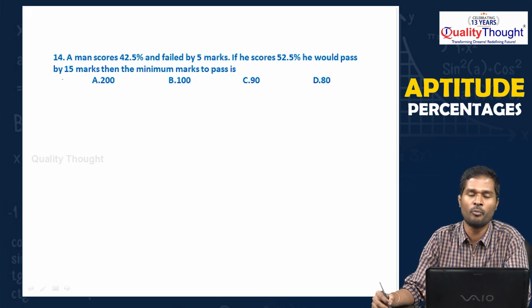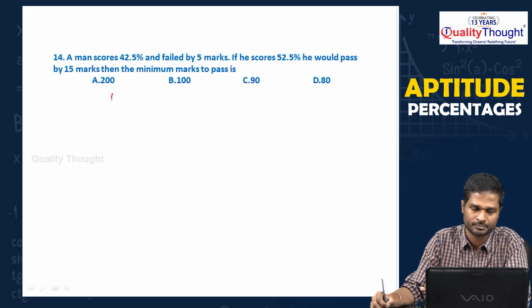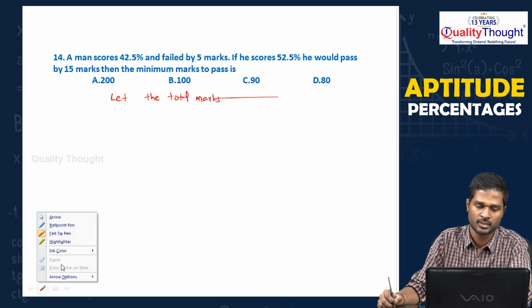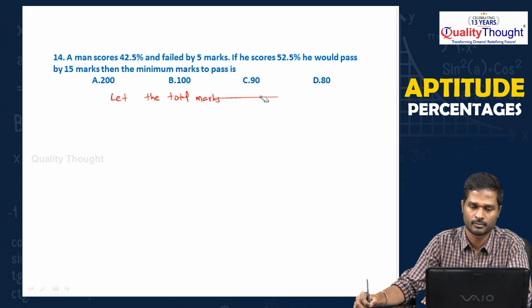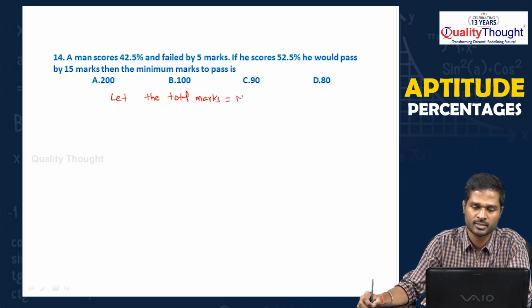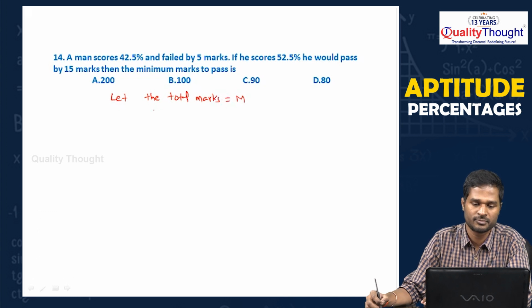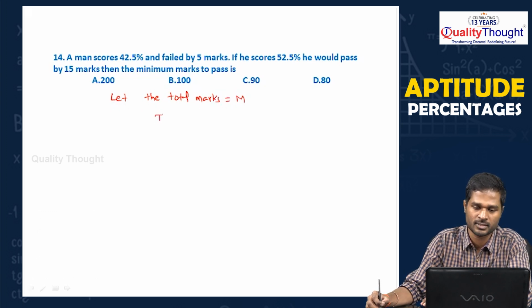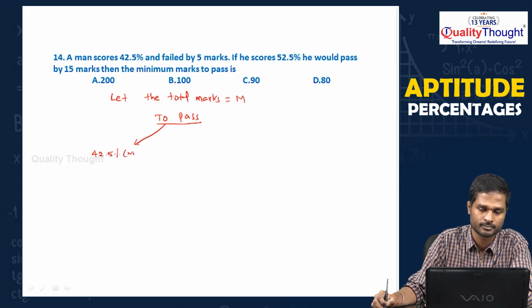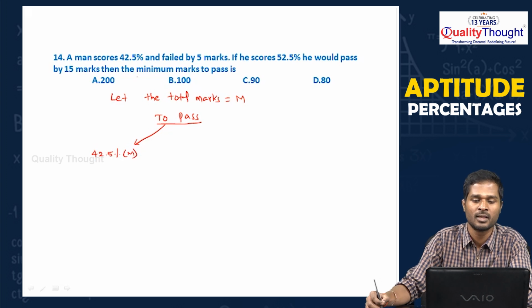So first find out for how many marks the exam has been conducted. Let the total marks for which the exam has been conducted be M. Now see, he has given two scenarios to pass in the exam. What happened? A person got 42.5% of these total marks and failed by 5 marks.